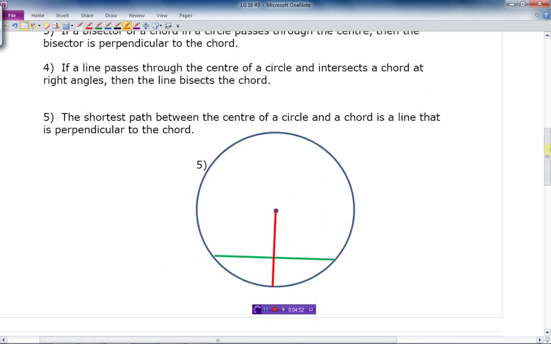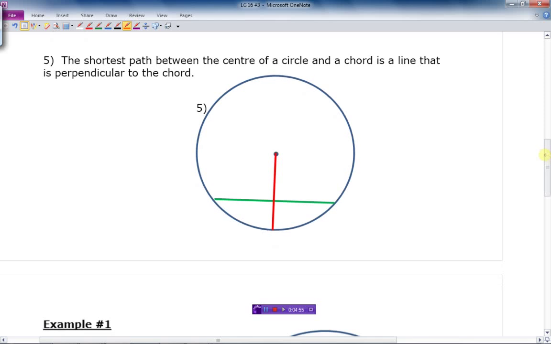Now let's go on to the fifth and last one here, and that's the shortest path between the center of a circle and a chord is a line that is perpendicular to the chord. So what are they talking about here? Well, they're talking about this right here. From the center of the circle, that is the shortest distance to that chord, a line that is perpendicular, or 90 degrees.